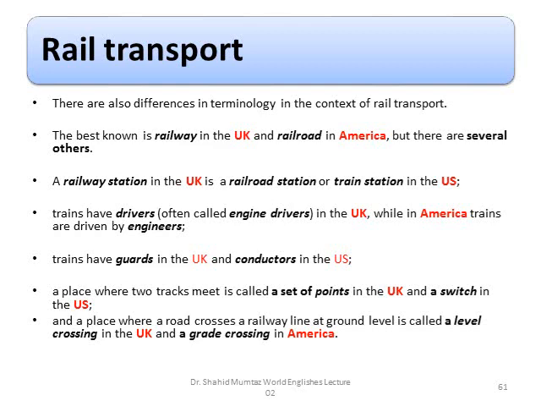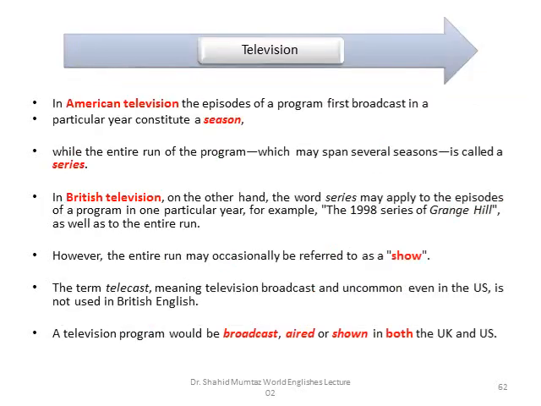A place where two tracks meet is called a set of points in the UK and a switch in the US. And a place where a road crosses a railway line at ground level is called a level crossing in the UK and a grade crossing in America.